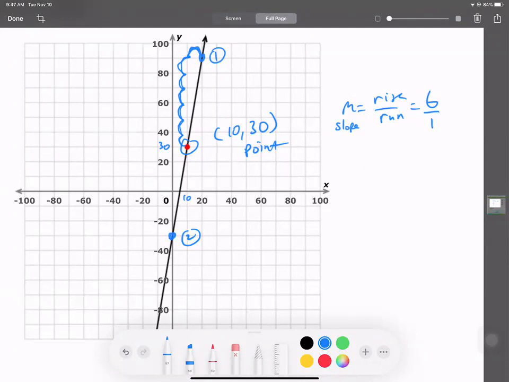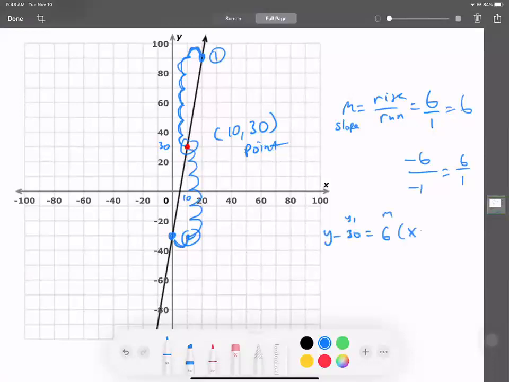What if I go to 2 instead? I would go down negative 1, negative 2, negative 3, negative 4, negative 5, negative 6. Negative 6 over back one step, that's a negative 1. Yeah, that still reduces or simplifies to become 6 over 1, or just 6. Well, now we have everything we need. Y minus y, which is 30, is equal to m, which is 6, x minus x1, which is 10. We have everything we need.